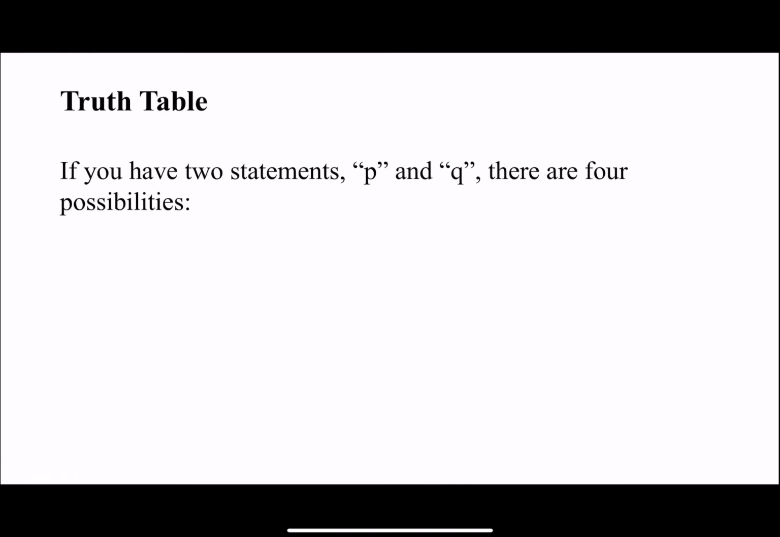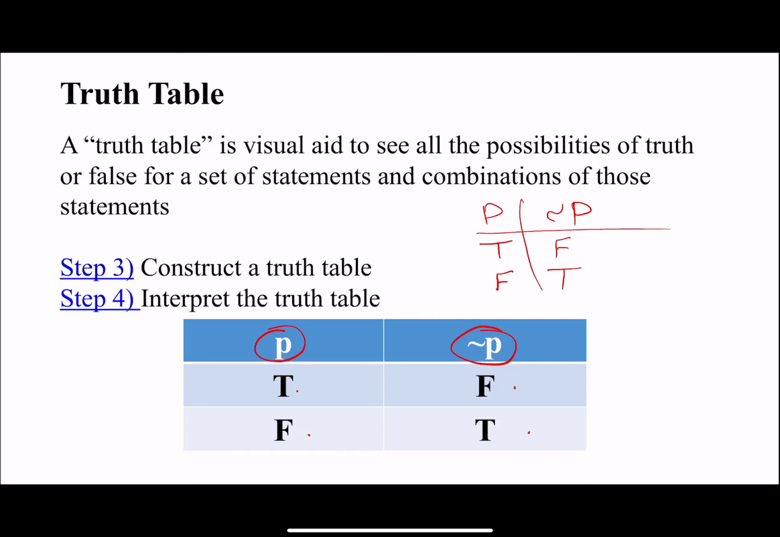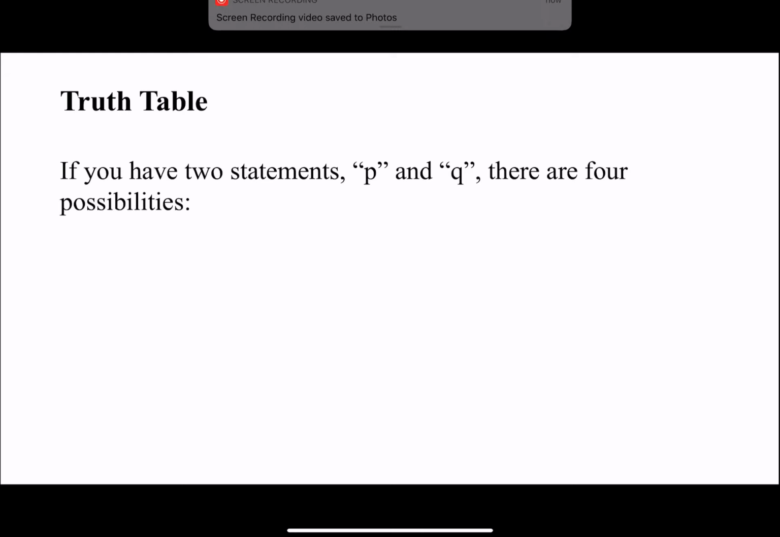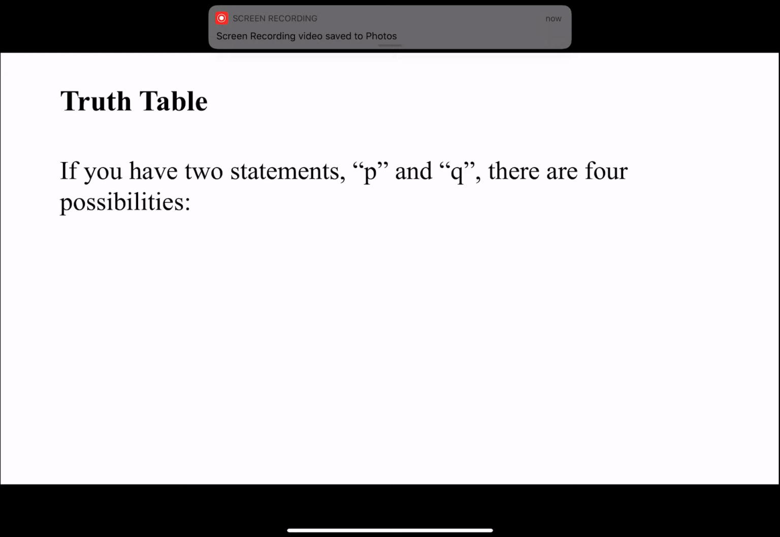Okay, so we said that if we have one statement, it can be either true or false, right? So we only have actually two possibilities, right? Just like here, you have one statement, it's either true or false. You have two possibilities. Now look at here. Let's say we have two statements, P and Q. In that case, there are actually four possibilities.